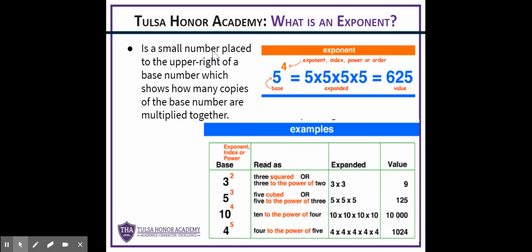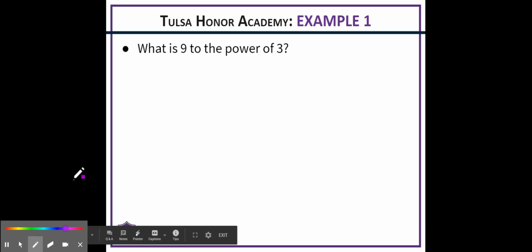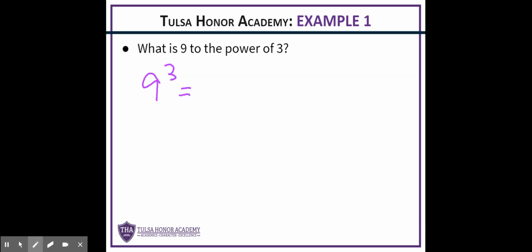Remember, an exponent is a small number placed to the upper right of a base number, which shows how many copies of the base number are multiplied together. So for our first example, what is 9 to the power of 3? If we have 9 to the power of 3, we can write it as this, or we can write it as 9 times 9 times 9.